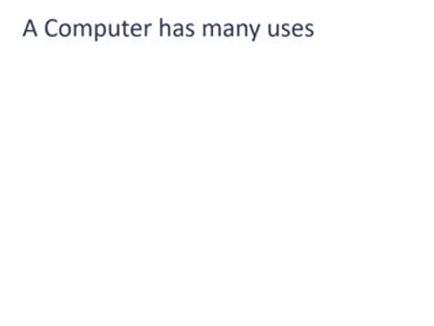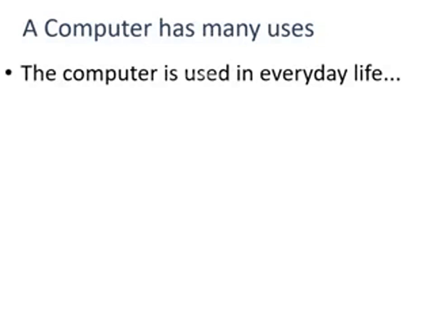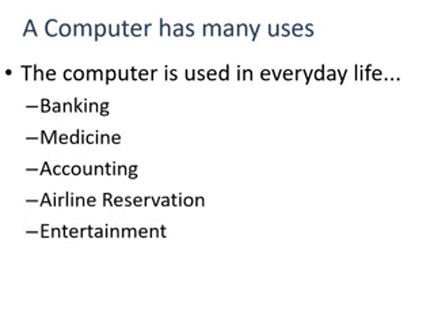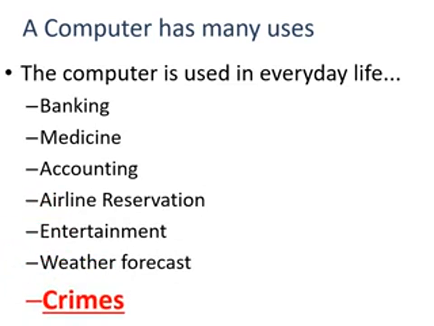Okay, a computer has many uses. It's used in everyday life. In banking, accountants use it. It's used in medicine by doctors to write prescriptions. It's used in entertainment, airline reservations, weather forecast for us to know what the temperature of tomorrow will be, or even next week, and also used in committing crimes. As you can see, I put it in red. People use computers nowadays to commit crimes.